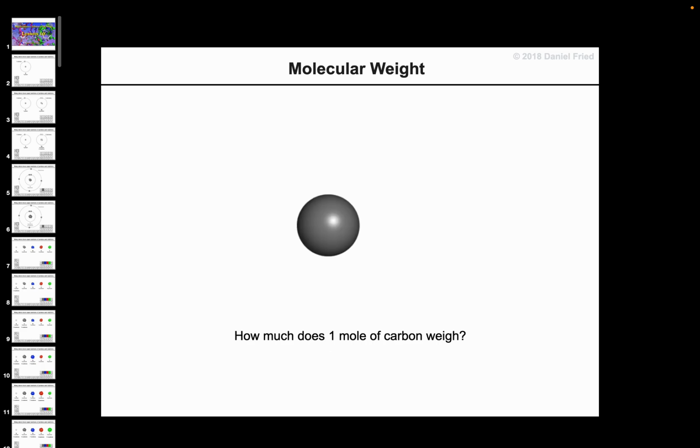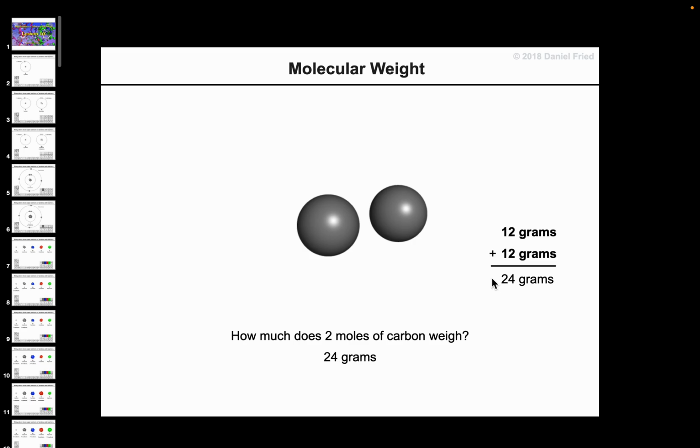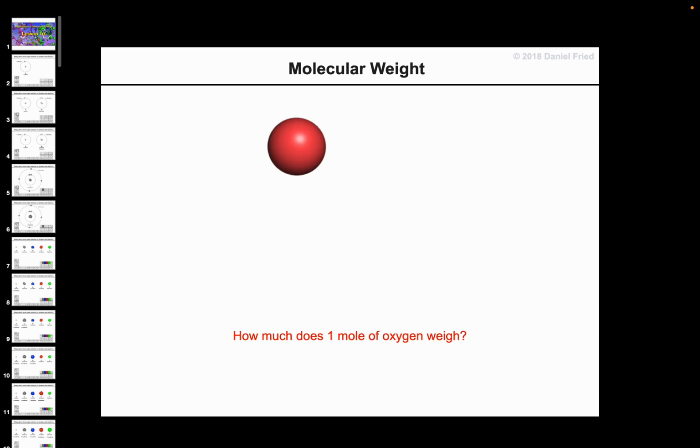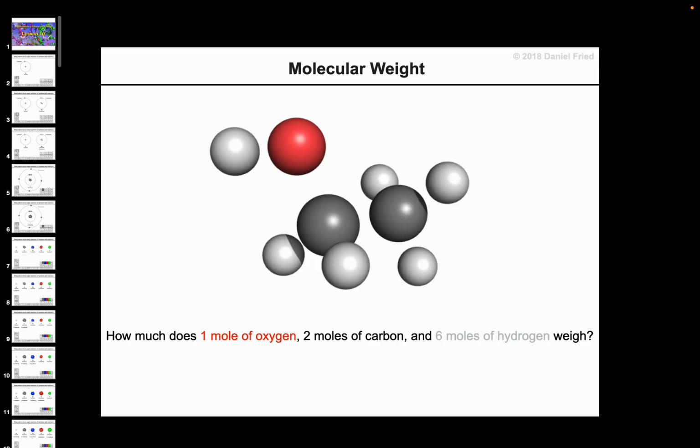6 grams. How much does 1 mole of carbon weigh? 12 grams. How much does 2 moles of carbon weigh? 12 plus 12, 24 grams. How much does 1 mole of oxygen weigh? 16. How much do 1 mole of oxygen, 2 moles of carbon, and 6 moles of hydrogen weigh? Add them all up: 46 grams, 24 plus 6 plus 16.